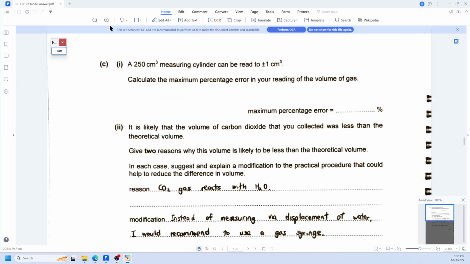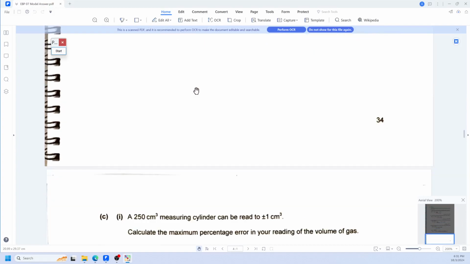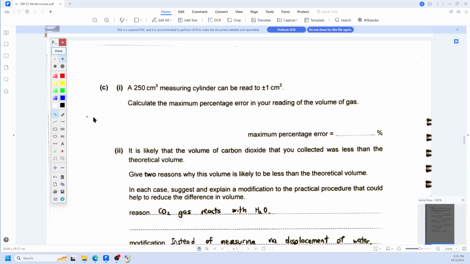Oh, this one doesn't have the percentage error. So for the percentage error, because you only read it one time, you must remember, you read it one time, it is 1 over. What's the volume just now? Hold on. The volume that you read just now was 127. So 1 over 127 times 100%. And that's the value you put inside here.